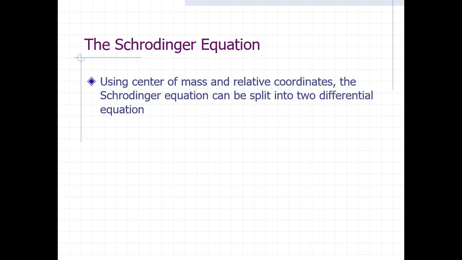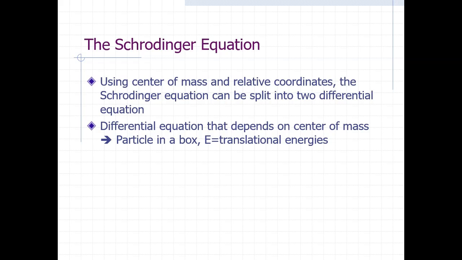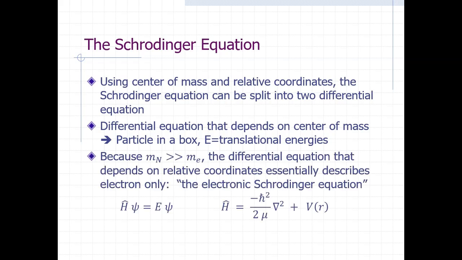Recall that for a two-particle system, the Hamiltonian is separable if we use center of mass and relative coordinates. This allows us to split the 6-dimensional Schrödinger equation into two 3-dimensional differential equations. The differential equation that depends on the center of mass is essentially a particle-in-a-box problem, with eigenvalues equal to the allowed translational energies. Because the nucleus is much more massive than the electron, the differential equation that depends on the relative coordinates essentially describes only the electron.